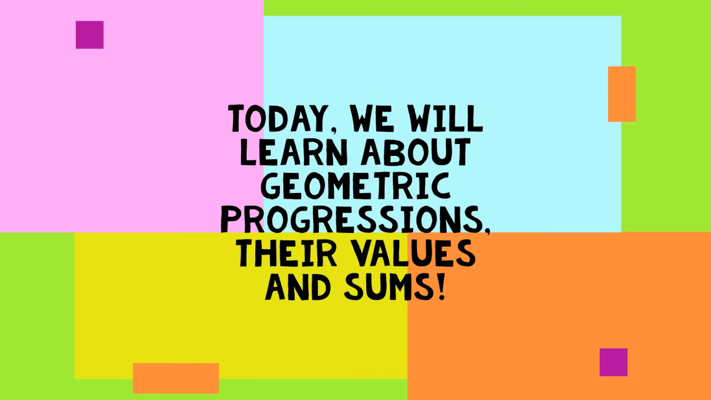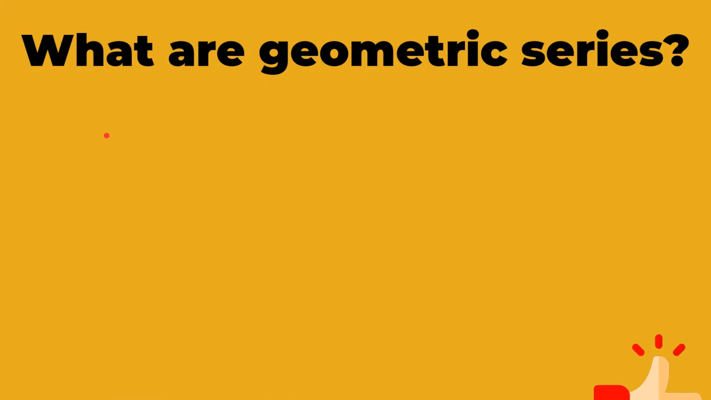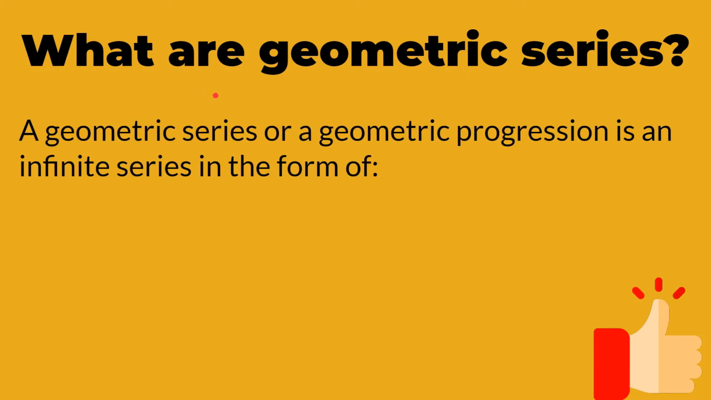Today, we will learn about geometric progressions, their values and their sums. So, before learning about a geometric series, we should know what a geometric series is. Basically, a geometric series or a geometric progression or a geometric sequence, which is another name for it, is an infinite series in the form of a plus ar plus ar squared plus ar cubed plus ar raised to 4, and the power of r increases one by one in every step.